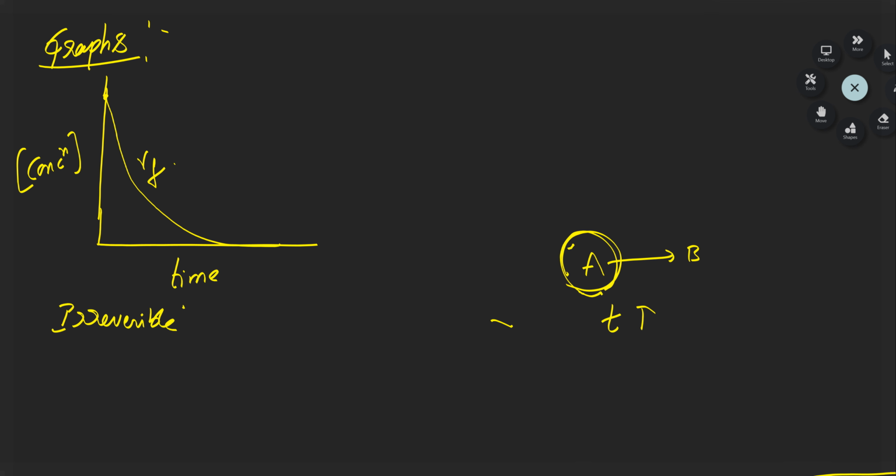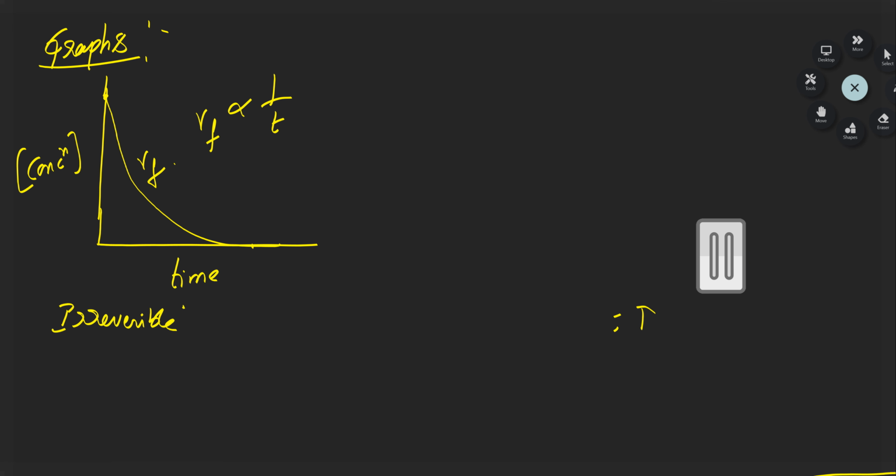The A will be 0. 0 means the forward reaction has stopped. So the concentration of A will finally be 0. The rate of the forward reaction is inversely proportional to time. Backward reaction, okay, that is irreversible. Now take the reversible.